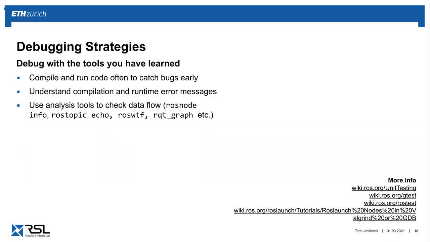Then we should use analysis tools to check whether the data is flowing as expected. When you are publishing topics and subscribing to topics and something is not working out, you are not receiving topics, for example, you can use the ROS node info command to check what the actual topic names are that your node is publishing or subscribing to. And if there's any mistake there in names, then that might be an obvious source of problems. ROS topic echo allows you to actually show what is being produced on the topic. Say that your robot is not moving. Well, let's check the ROS topic echo on the velocity command. And if it stays zero, then that might be a pointer to the problem.